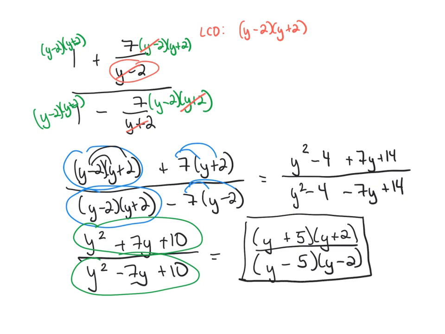So once you get to the end, if you factor and nothing cancels out, great. Then that will be your answer. If it does, then cancel it out, and whatever's remaining will be your answer.